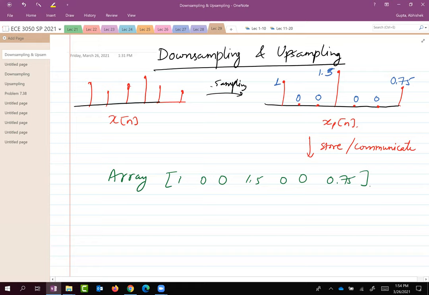I can store or communicate this array, which is basically some number padded with zeros, and then some number padded with zeros, and some number. Is there a more intelligent way to store or communicate this array? Remove the zero padding, and then say that you have padding between each number. Right, exactly. So remove zero padding. So I only need to store two values. So n equals 2. And I need to say 1.5 and 0.75. These are the two things I need to store.